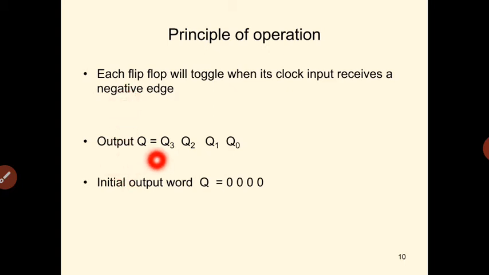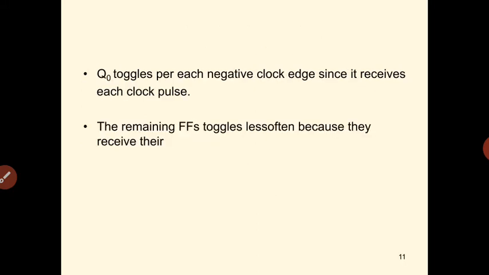So initially, let us assume Q is equal to Q3, Q2, Q1, Q0, and the initial output word is Q is equal to 0, 0, 0, 0. So initially, all the flip-flops are reset or cleared. What do you mean by flip-flops being reset or cleared? Making the output of all the flip-flops equal to 0, irrespective of the input values, and also irrespective of the clock. So initially all the outputs of the flip-flops are cleared. That means all the outputs Q3, Q2, Q1, Q0 are all zeros.